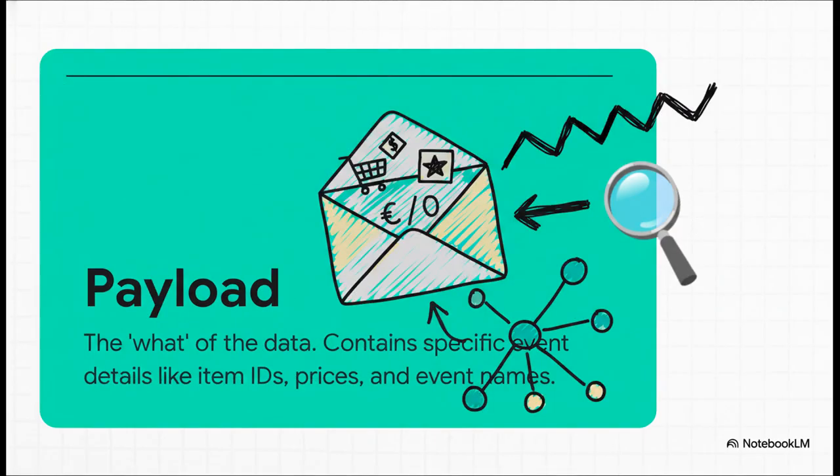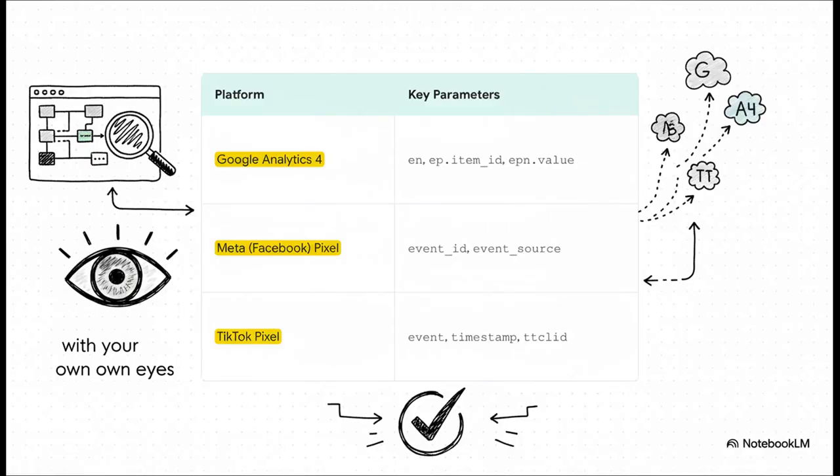But then you've got the really juicy stuff, the payload. If the headers are the address label, the payload is the actual letter inside the envelope. This is the what. This is the good stuff, the event name like purchase, the item's ID, its price, the currency. This is the information you actually care about. And just look at this. Every platform, Google, Meta, TikTok, they all have their own lingo for what goes in the payload. But here is the beautiful part. It doesn't matter because you can see all of them side by side right here in the network tab. You're no longer guessing if your TikTok tag is working. You can see with your own eyes that it fired and exactly what it sent.